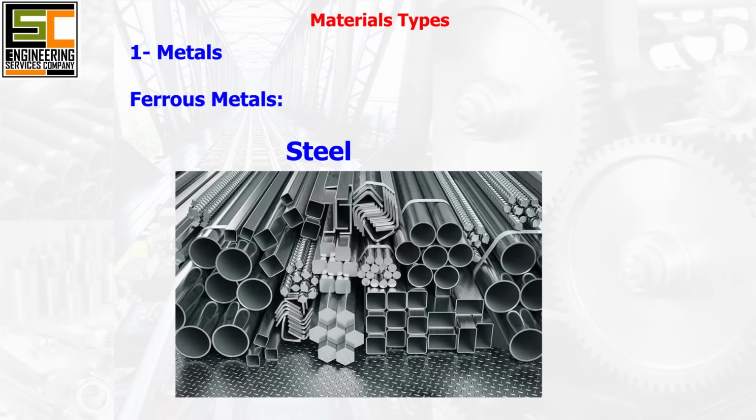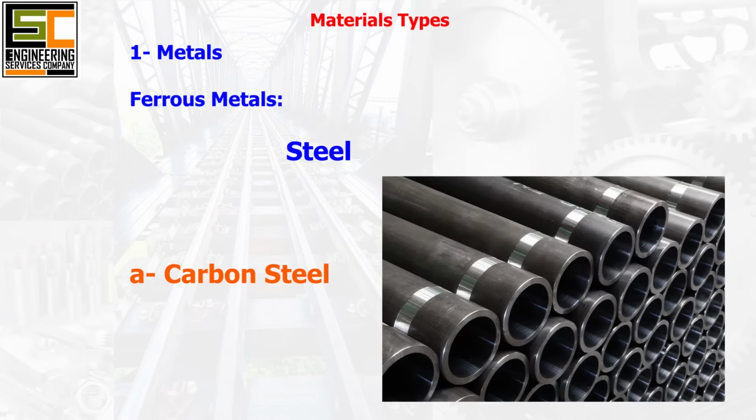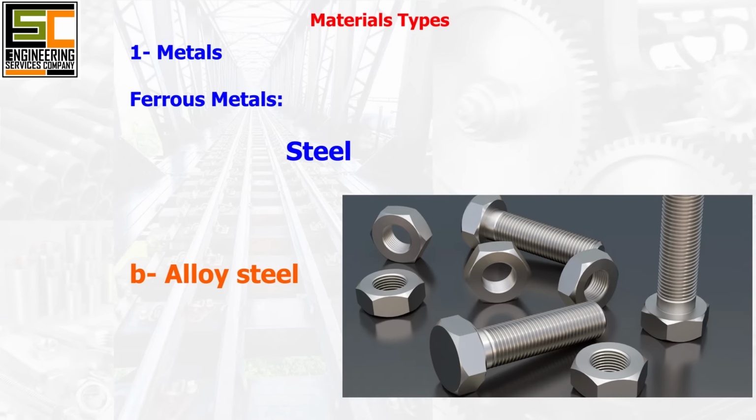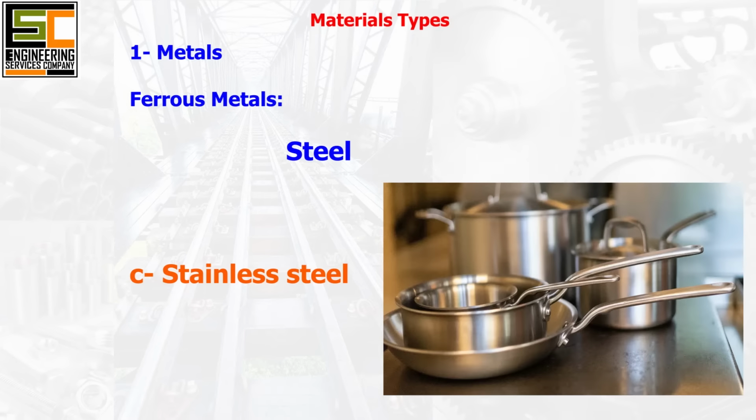Steel can be classified into various types based on its carbon content and properties, including carbon steel. Contains primarily iron and carbon with carbon content ranging from 0.5 to 2.1%. Alloy steel. Contains additional alloying elements such as chromium, nickel, molybdenum, and vanadium to enhance specific properties like hardness, corrosion resistance, and wear resistance. Stainless steel. Contains chromium, usually 10 to 20%, and often other alloying elements like nickel and molybdenum, offering high corrosion resistance and strength.